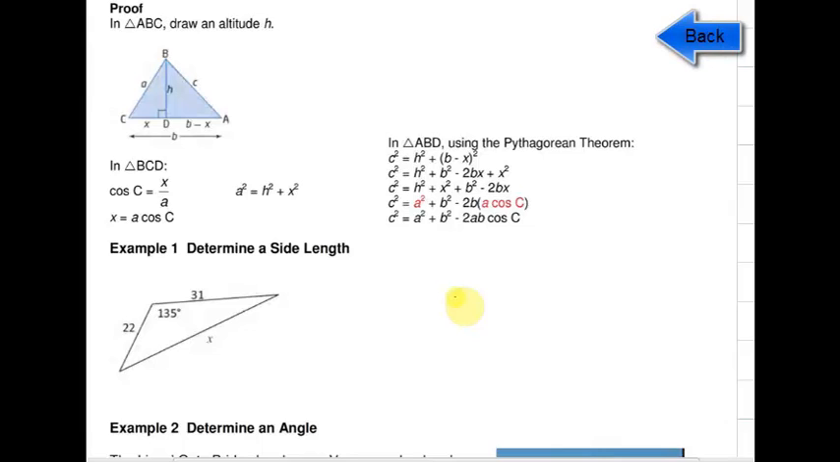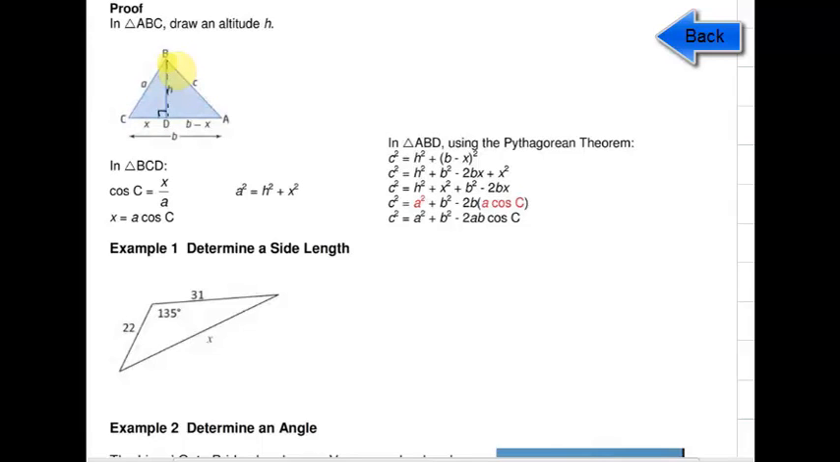Okay, so we're going to take a look at how we derive or where the cosine law comes from. Okay, so we're going to start with triangle ABC and draw an altitude in it, or the height, which we'll call h. So here's the height. Okay, and notice that opposite angle A is side A, opposite angle B is side B, and opposite angle C is side C.